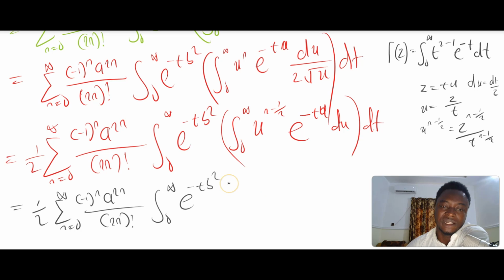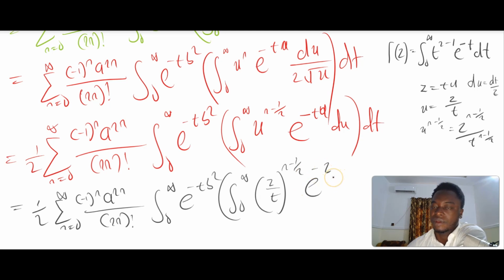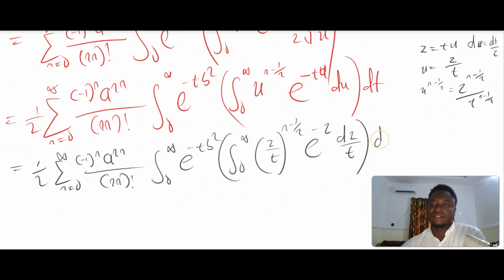e to the negative t b squared, then integral from 0 to infinity. Here you have a z over t, so you have a z over t to the power of n minus half. Then you have e to the negative z, and then you have dz. Okay, wait. du will be dz over t. So we have a dz divided by t. Okay, yeah. So then everything here is dt.